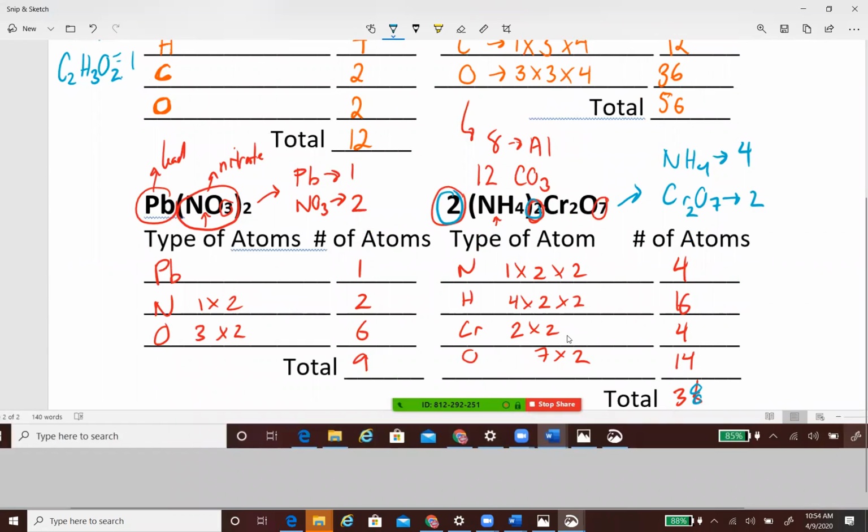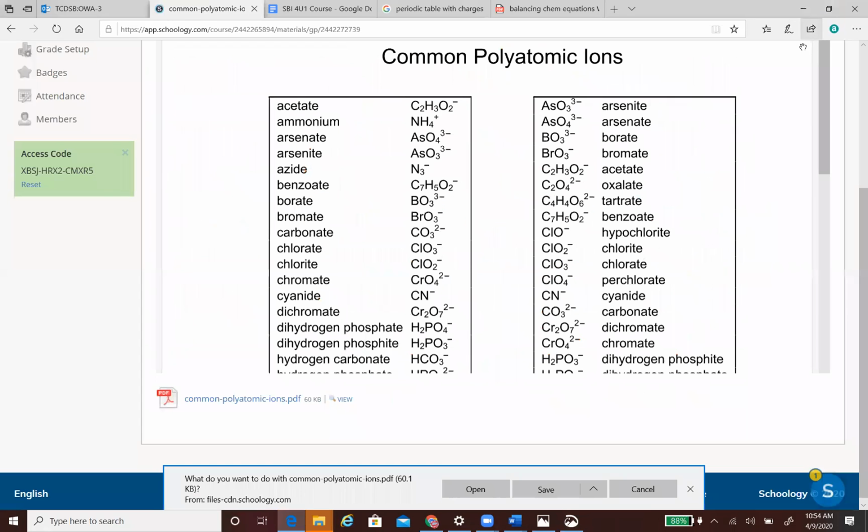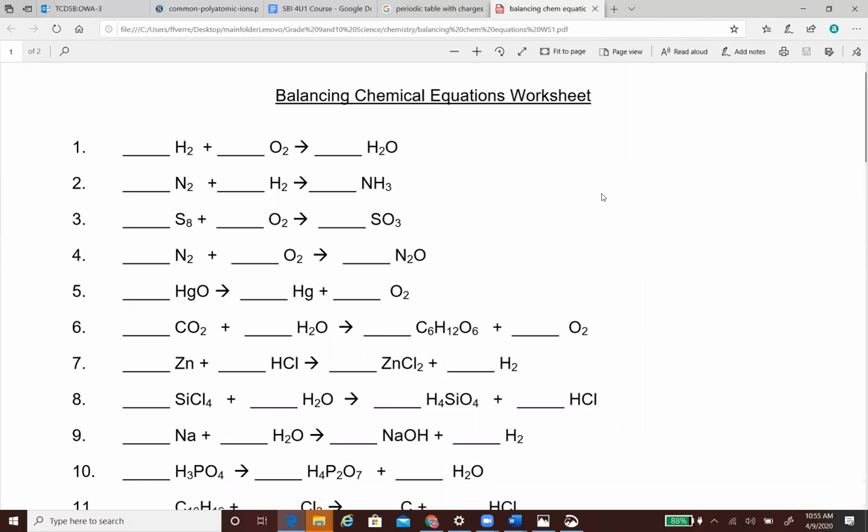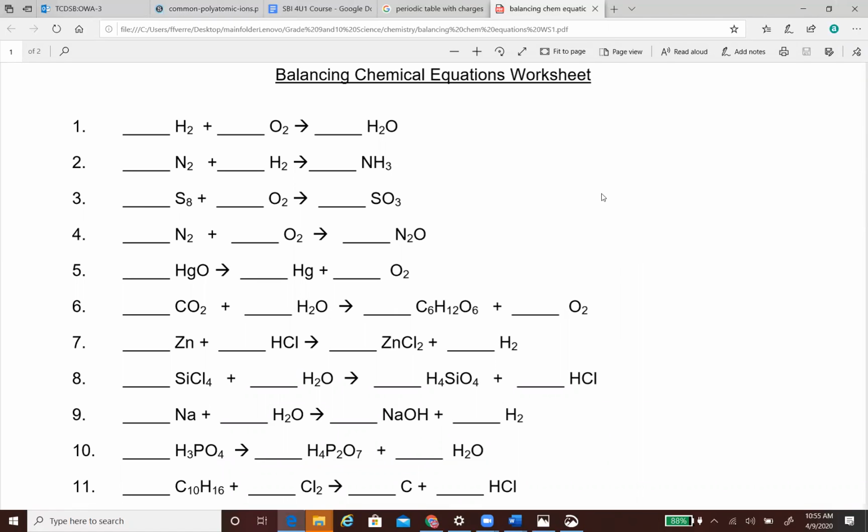Now, the reason why we're doing this is because we have to be able to count to be able to balance. You have to be able to name, you have to be able to do formulas, but you also have to be able to count to do the balancing part, okay? So this is where we put it all together, okay? And what we're gonna do is we're gonna try to basically make sure that the number of atoms is the same on both sides of this equation. So let me explain that.